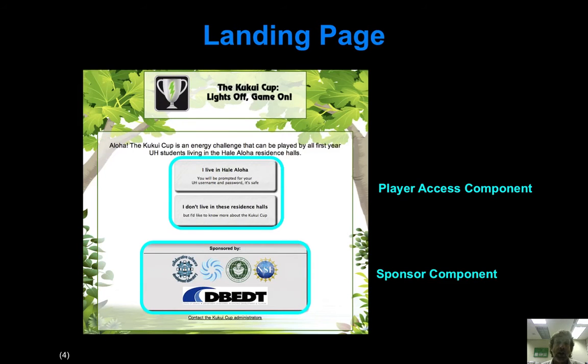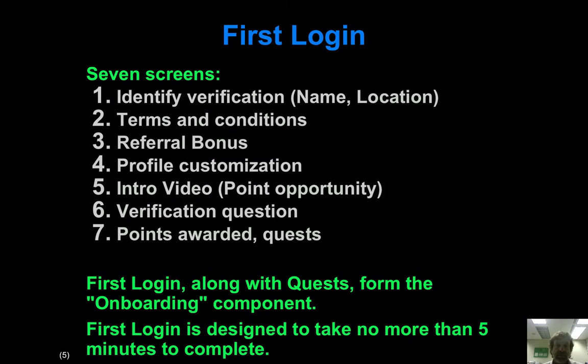So when you go to the Kukui Cup application, you start on what we call the landing page, and there's essentially two components there. One is a way to separate people who are actually valid players of the game from those who are just interested in the general system. And the second thing is a listing of sponsors. Always important to make your sponsors visible in the application.